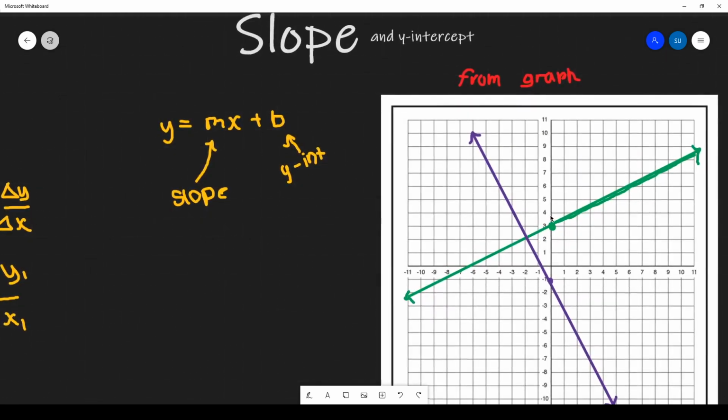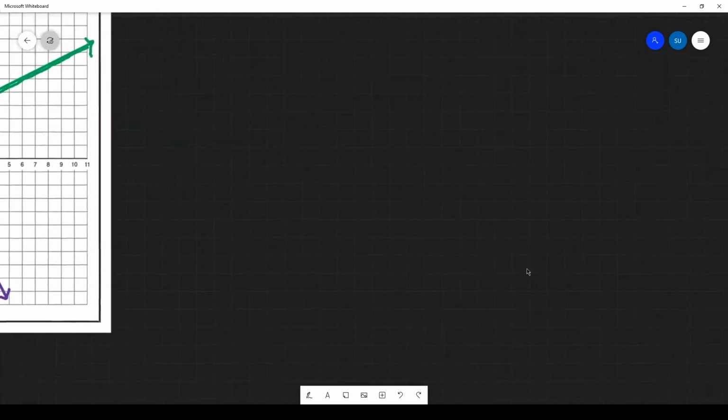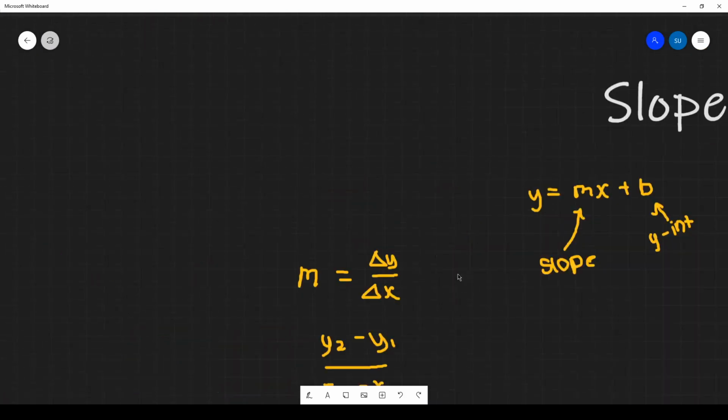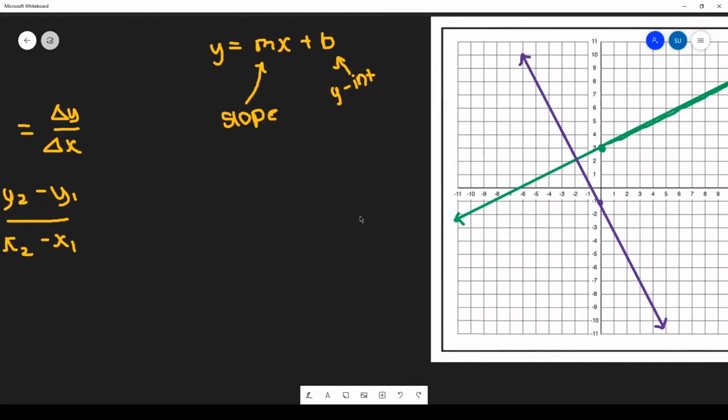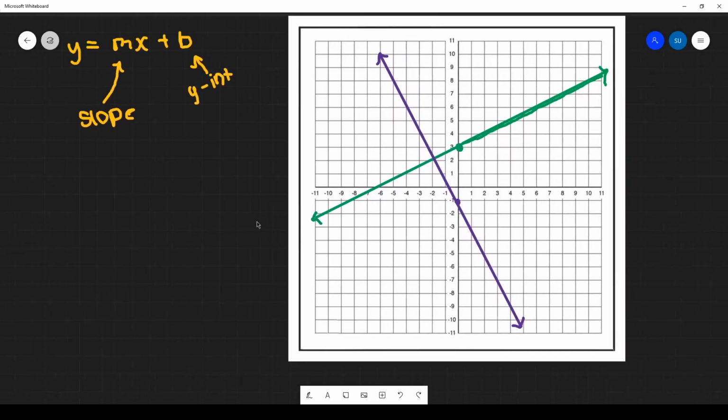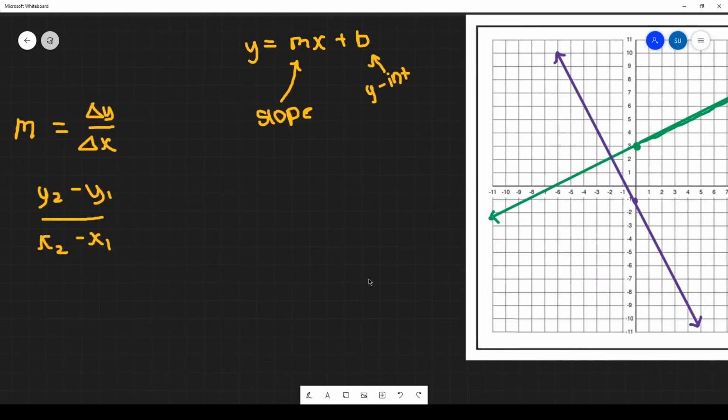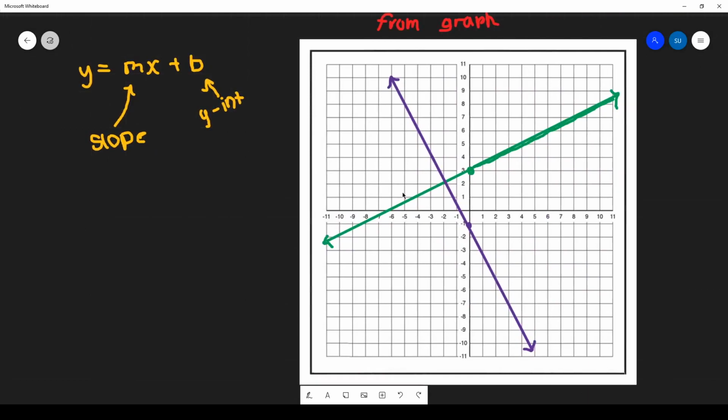Now, say the graph were to intersect it at an sort of abstract point, like 4.766, and there's no way you could find that by just looking at it. Well, that is something I'm going to touch on later in this video when we go to something like from 2 points, that you're going to plug something back in to get that b value. But first, let's just look at this green line and practice calculating slope and y-intercept from it.